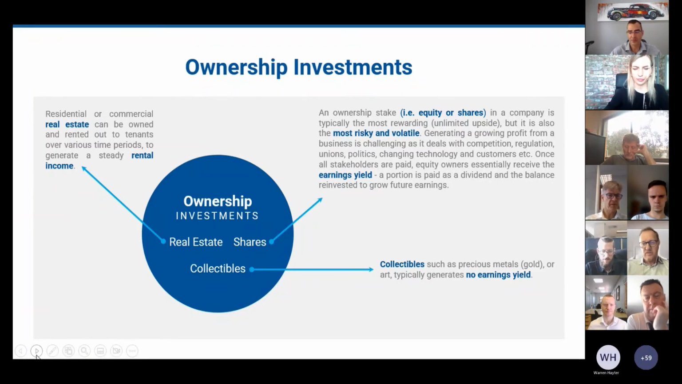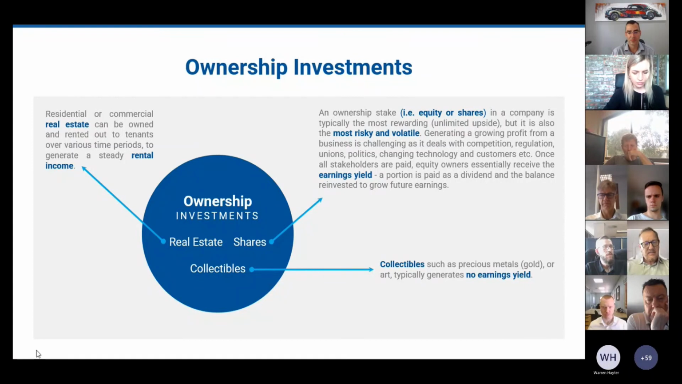Because I think the main one is that generating a profit from a business is extremely challenging. A lot of issues and stakeholders demanding. So you've got competition, you've got regulation, unions, politics, changing customer demands. So all of these stakeholders ultimately have to be satisfied before you, as the investor, derive an earnings yield. And then that comes back to you as the investor in the form of dividends, and then the balance is reinvested.